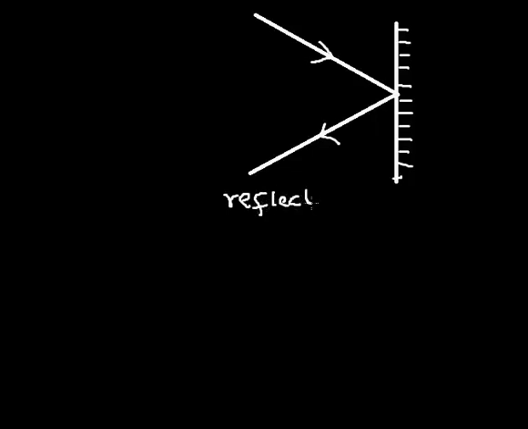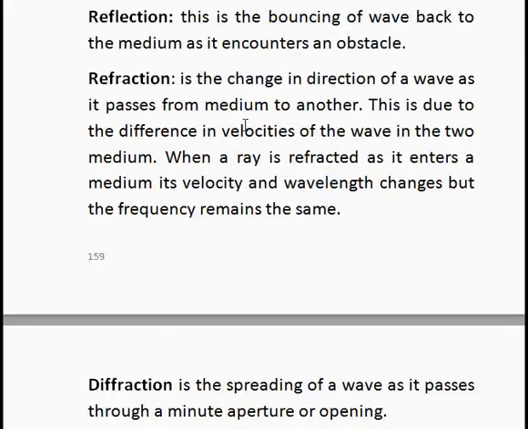can be represented by a ray. So a ray hits an obstacle, and that is called an incident ray. It returns back to the medium as a reflected ray. So this is a phenomenon known as reflection of a wave. In this case, it's a reflection of light. So that's one characteristic.